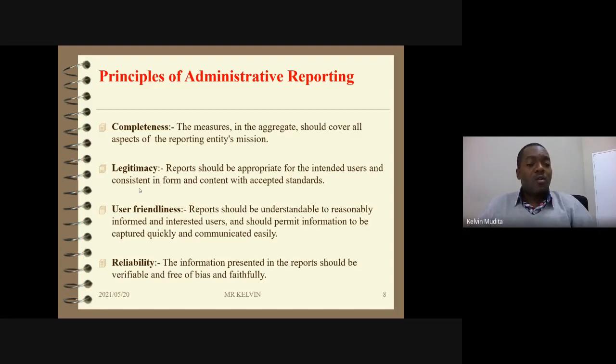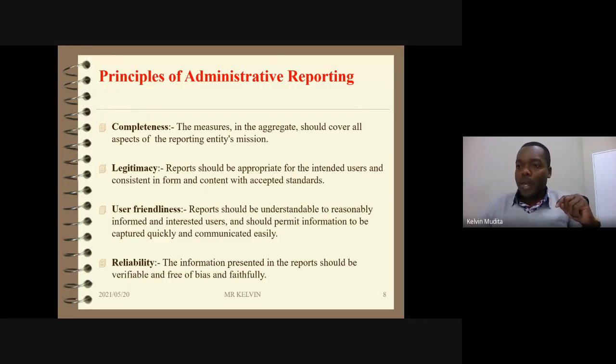a report on a wrong template, that report will not be legitimate, regardless of the fact that it contains the relevant information, because it's on the wrong template. Just like a police case, if it's not on a police docket, police have dockets. If your case is not on a docket, then that is not legitimate. It's just on another piece of paper. So legitimate means you are using these acceptable standards to produce a specific report.